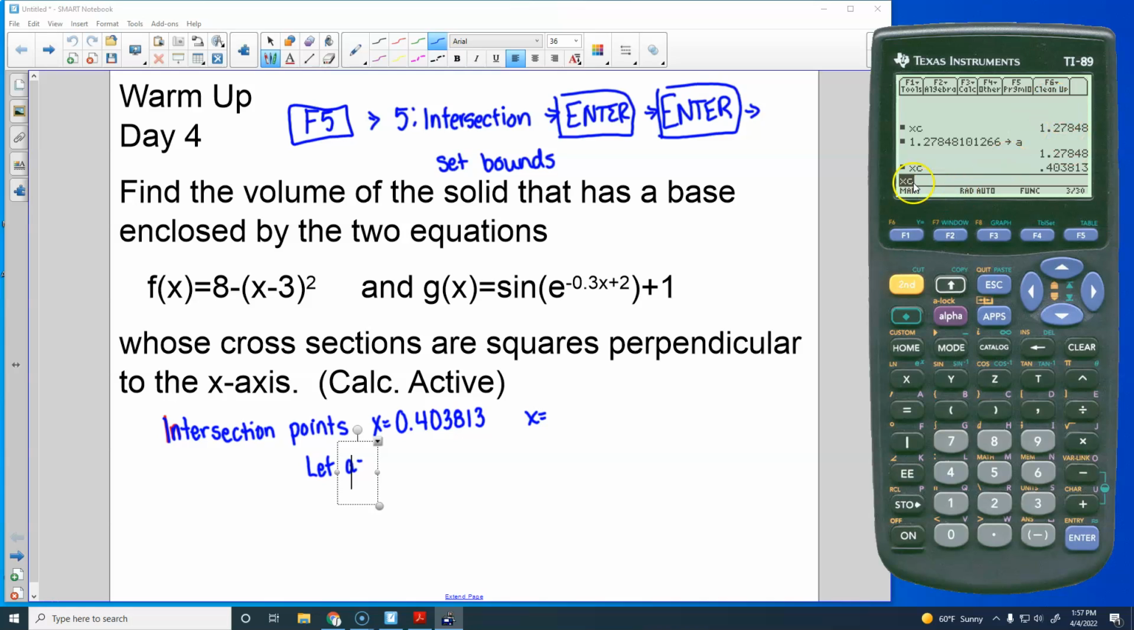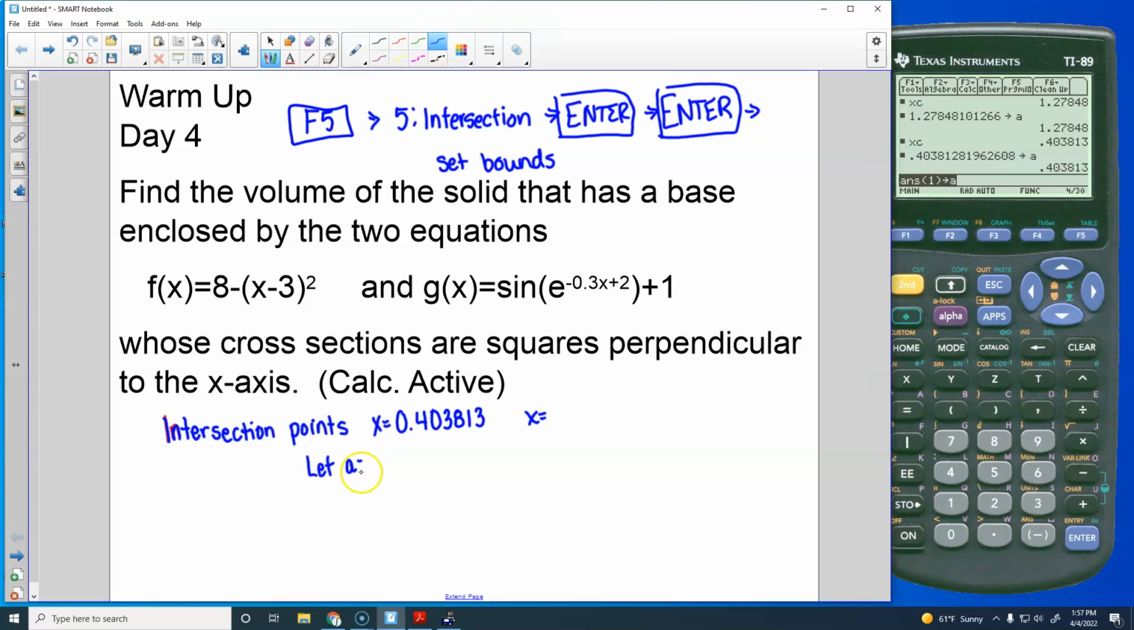Okay. All right, so if you type in XC, just the letter X and the letter C, and you hit enter, it should bring up whatever you just got for your intersection there. So I'm going to store this as the letter A. The reason I can't just leave it being XC is because when I start to find that other intersection, it's not going to save it.